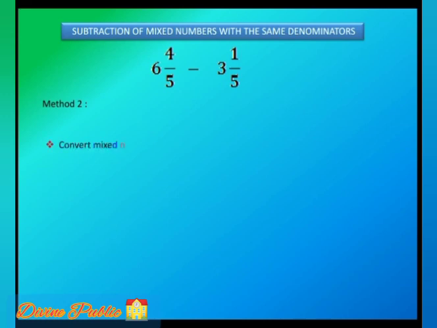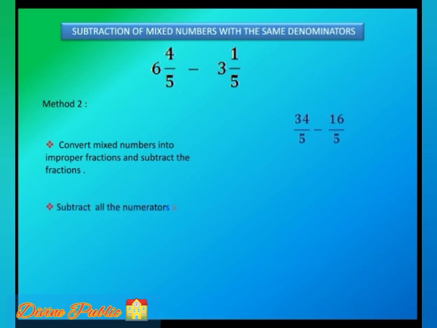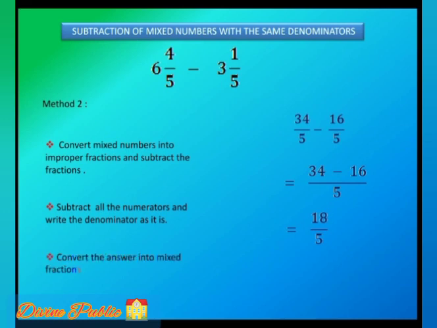In this method, firstly we will convert the mixed fraction into an improper fraction, and then we will subtract the fractions. So 6 2/5 equals 34/5, minus 3 1/5 equals 16/5. Now we will subtract the numerators and write the denominators as they are, that is 34 minus 16 upon 5, and we will get the result 18/5. Now we have to convert the answer into a mixed fraction, that will be 3 3/5.